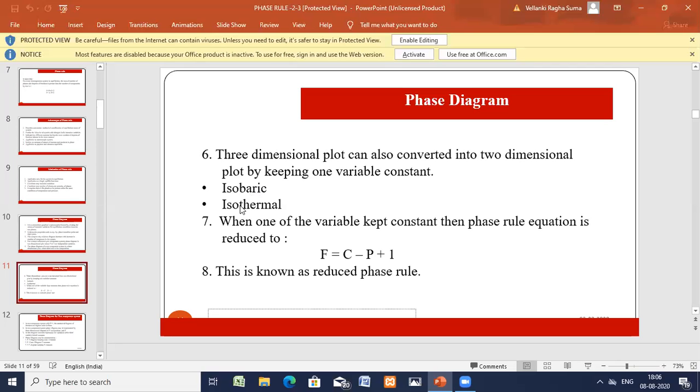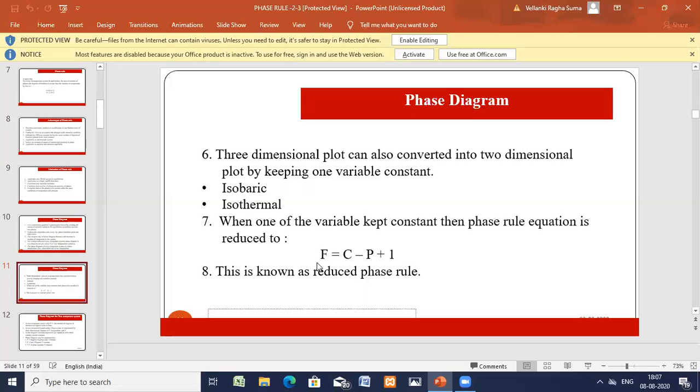If it is isothermal, the three-dimensional plot is converted to two-dimensional by putting one variable constant. In an isobaric system, the pressure is kept constant and by changing temperature and composition, equilibrium is studied. For an isothermal system, the temperature is kept constant, and pressure and composition are varied, and thereby the equilibrium system is studied.